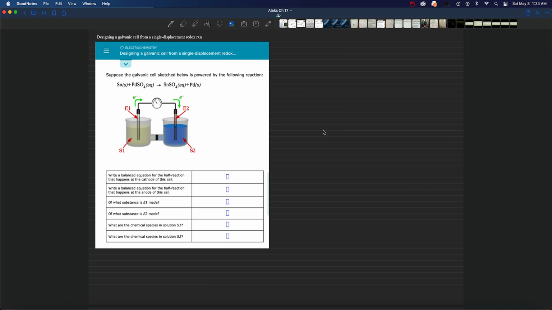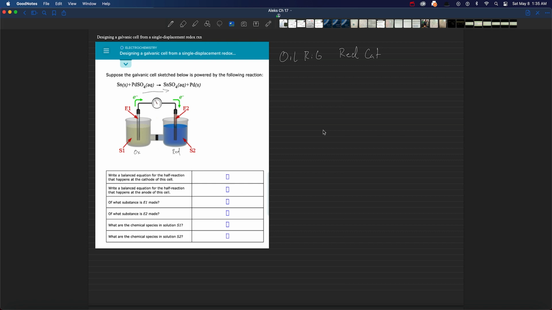Okay, Oscar, pay attention. So, this is designing a galvanic cell from a single displacement redox reaction. First thing you want to do, write out OIL RIG. As simple as it may seem, these things help. And RED CAT, just so you remember, by convention, what we'll have in these two half cells. Because we see electrons flowing to the right, we know that oxidation is taking place here. Reduction will be taking place here.